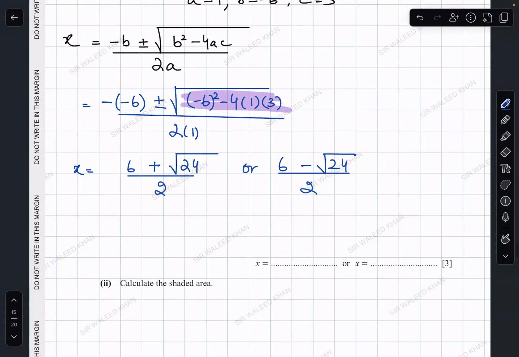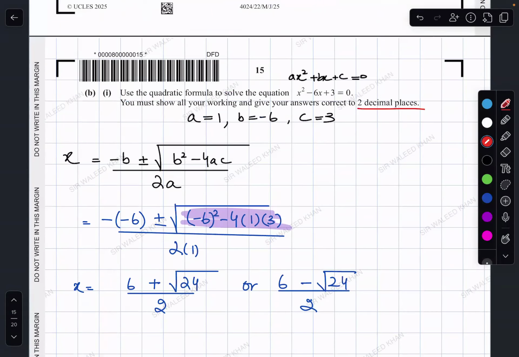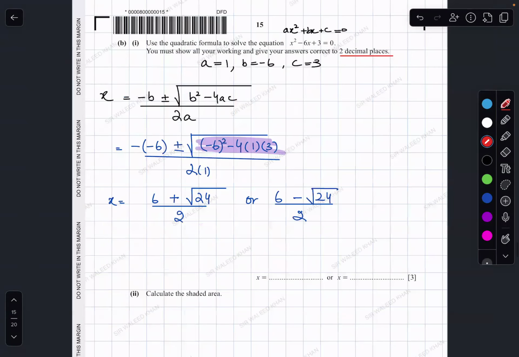You will get 2 answers. The answer is given over here. And you have to abide by this 2 decimal places. Otherwise, it will be wrong. So the 2 decimal places is 5.45 and 0.5.